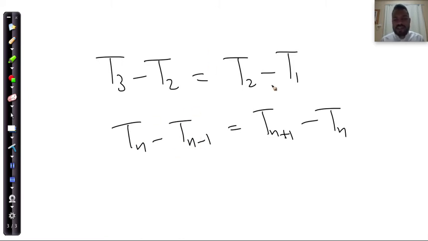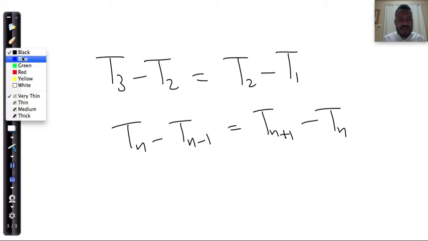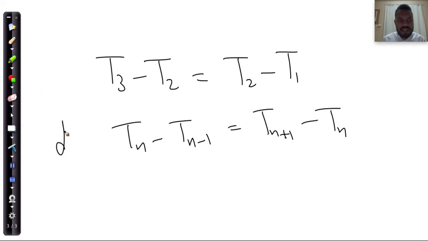Right, so this gives you the same property that you see over here. In other words, every subsequent term minus the preceding term must equal every subsequent term minus its preceding term. And that there is what we call D, the common difference. D is equal to this thing, right? So remember, this is what we call the defining property. It's what makes an arithmetic sequence arithmetic.